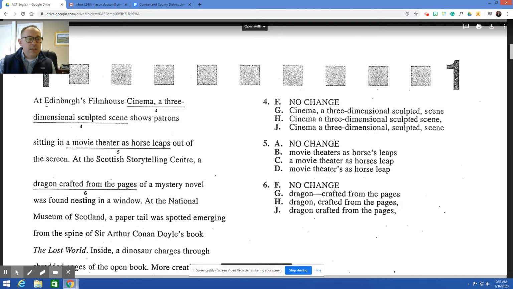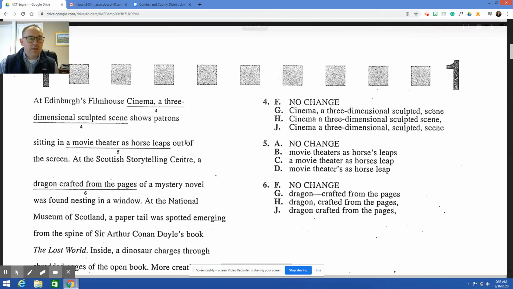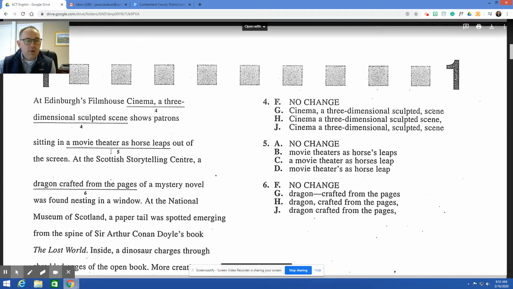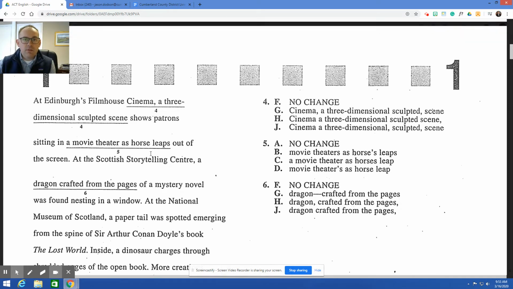Number 5, same sentence. At Edinburgh's Film House Cinema, a 3-dimensional sculpted scene shows patrons sitting in a movie theater as horse leaps out of the screen. Now, obviously here we have a problem with singular and plural. The correct answer here is going to be C, a movie theater as horses leap. Now, if you'll look at choice B, that represents a singular possessive. That doesn't fit the context of this sentence. And here, theaters, the possessive theater's doesn't work. C is the only choice that will work.